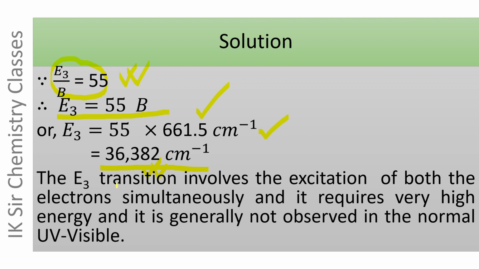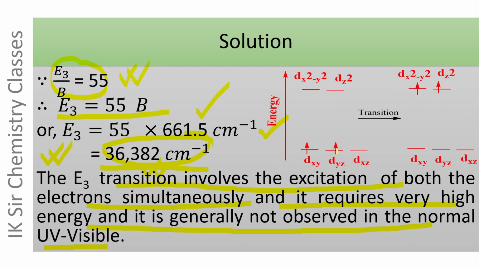The E3 transition, that is the third transition, involves the excitation of both the electrons simultaneously, and hence it requires very high energy, and it is generally not observed in the normal UV visible region. This wave number does not fall in the normal UV visible region because this transition requires a very large amount of energy, because both the electrons are excited simultaneously, and hence the third absorption band is generally not obtained in the normal UV visible region.